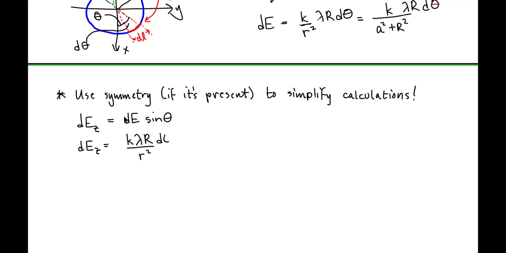D theta, and that is multiplied to sine of theta. This means that our z component of our electric field, which is our total electric field because we don't have an r component due to symmetry, the z component of our electric field is equal to k lambda r over lowercase r squared sine of theta d theta.